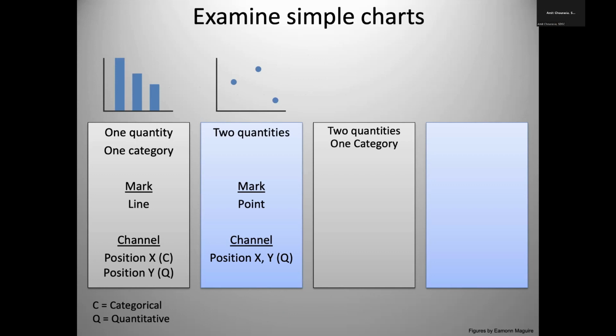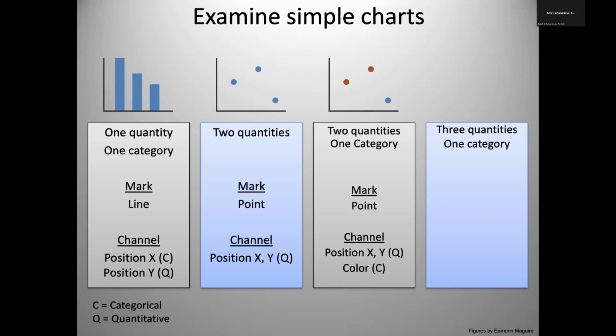When you have, again, two quantities and one category, you can still use point as the mark and position for both X and Y quantitative attributes, and use color for the categorical attribute. You still have a scatter plot, but now we have dots that have colors based on categories. If you have three quantities and one category, you can still continue to use the point mark. And then in addition to color, we introduce size as the quantitative attribute. You still end up with a scatter plot, but now we have size and color also added to the scatter plot to encode the four attributes. Okay.